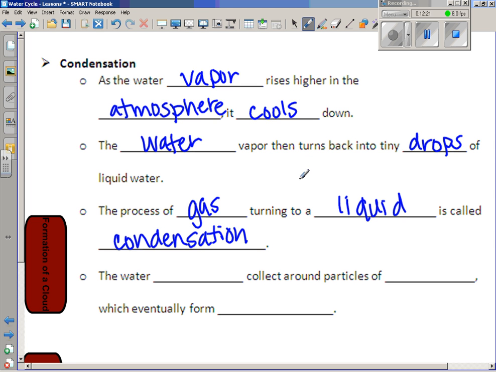So how do the clouds form in the water cycle during this step of condensation? Well, there's water droplets that are in the atmosphere that will collect around particles of dust. And that's what eventually will form what you see as clouds. Okay, so let's take a look at the formation of clouds.